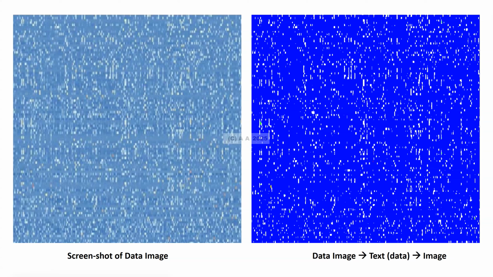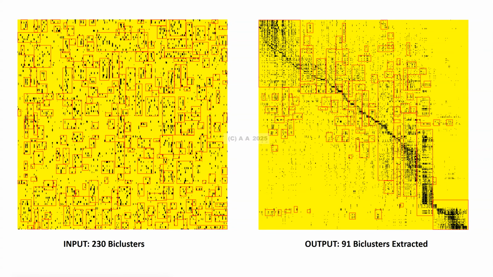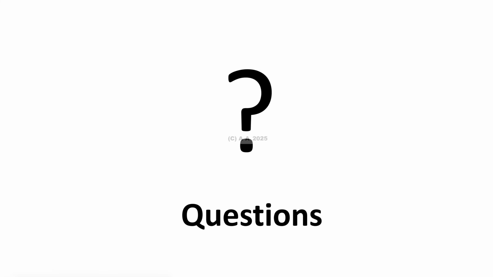When we worked on it, this is one result. This is the input, and automatic bicluster extraction results in 230 biclusters, shown by these red rectangles. And when biclustering was performed, we can see that the biclustering has been achieved. This biclustering will be more useful and exciting if we can actually extract these biclusters. And 91 biclusters were automatically extracted into an Excel file. So this is in a nutshell, and thank you for your time. If you have any questions, you're most welcome.